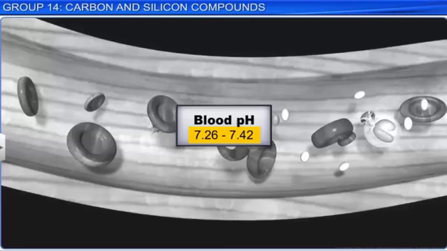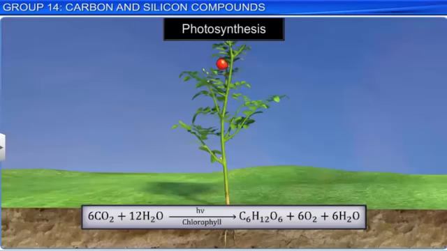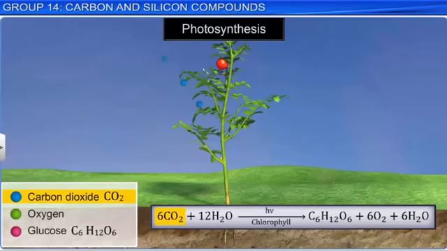By using chlorophyll, plants make their own food through photosynthesis. This process removes carbon dioxide from the atmosphere. The ultimate product of photosynthesis is the glucose molecule C6H12O6.